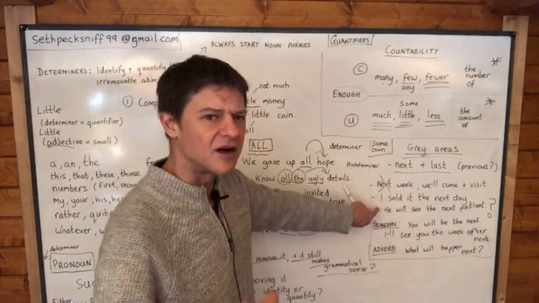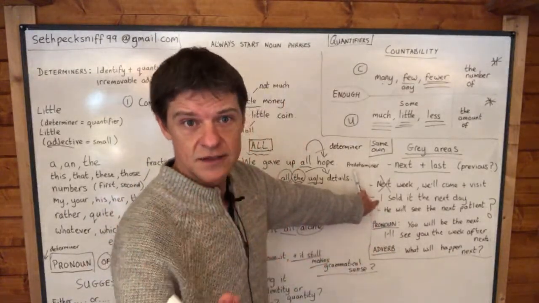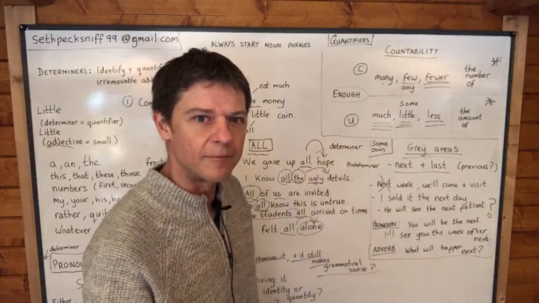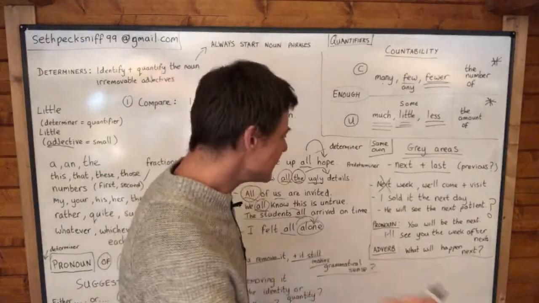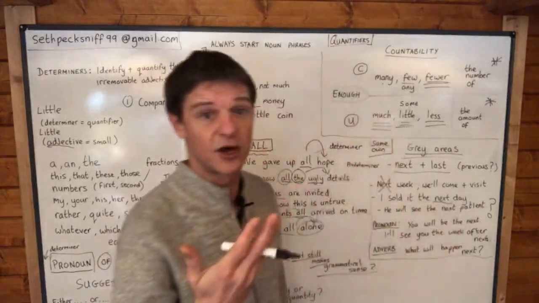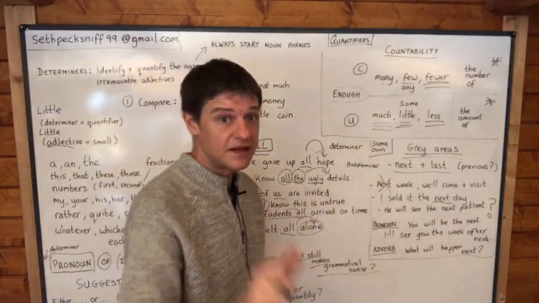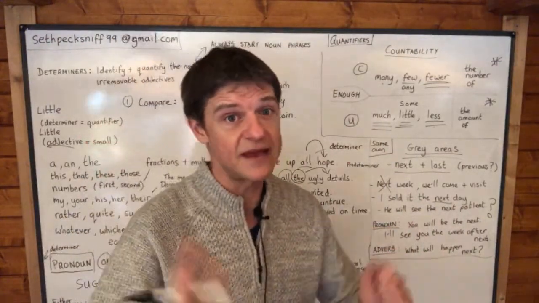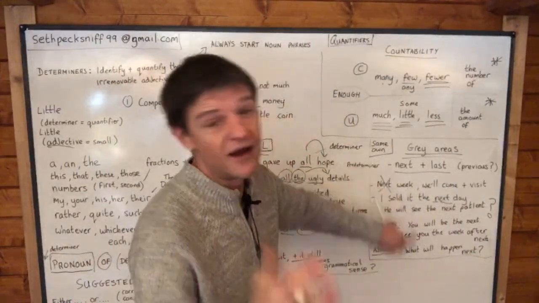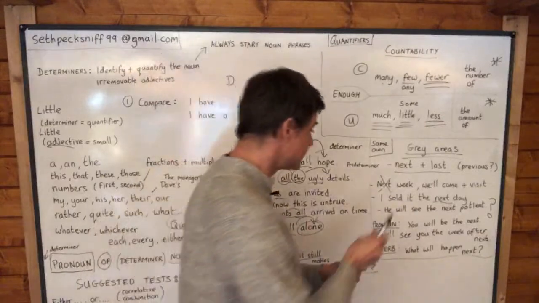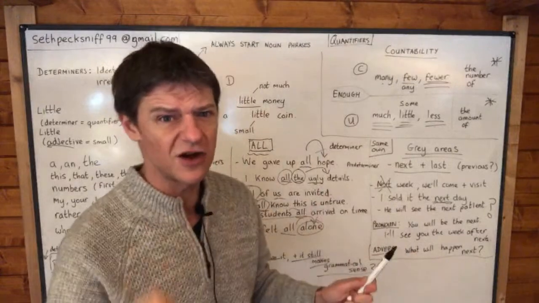But have a look at the next example. I sold it the next day. Can we remove next from this one? No, not really. I sold it the day. So this one looks like it's definitely a determiner. We can't remove it. It doesn't make any grammatical sense. However, in some online dictionaries, and the one I recommend, Macmillan, they call this an adjective and this one a determiner. I disagree with them here. I think that this is a determiner, this is a determiner as well. It can't be removed. You just can't pull it out.